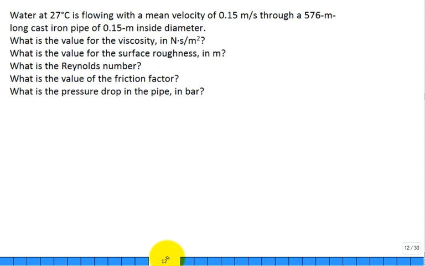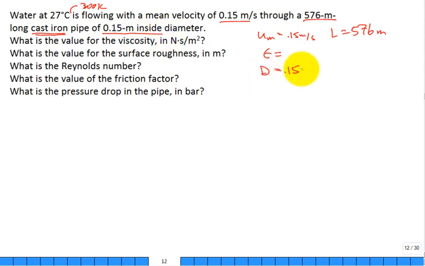Should we solve a problem or two? So we have water at 27 C. Convert that to Kelvin. 300 Kelvin, good. It's flowing with a mean velocity of 0.15 meters per second. So um is 0.15 meter per second. Through a ridiculously long L of 576 meter long cast iron pipe. Why did they give us cast iron? Because you go to the Moody diagram or some other source and you get the roughness of cast iron. Okay. And the inside diameter, D, is equal to 0.15 meters.